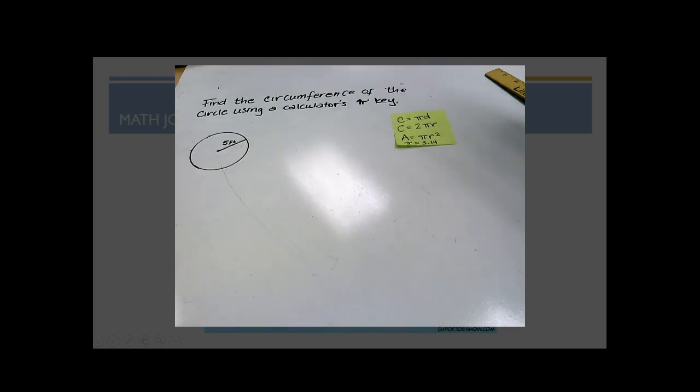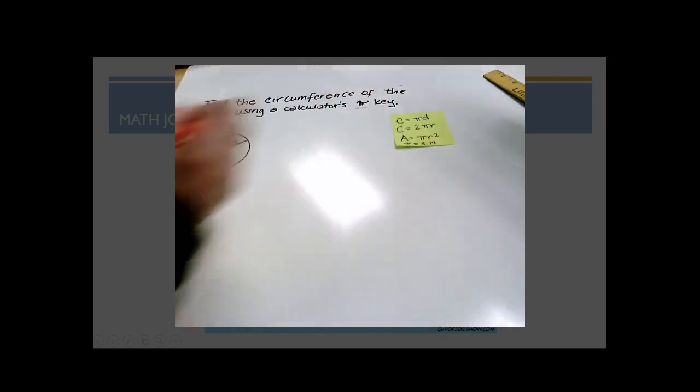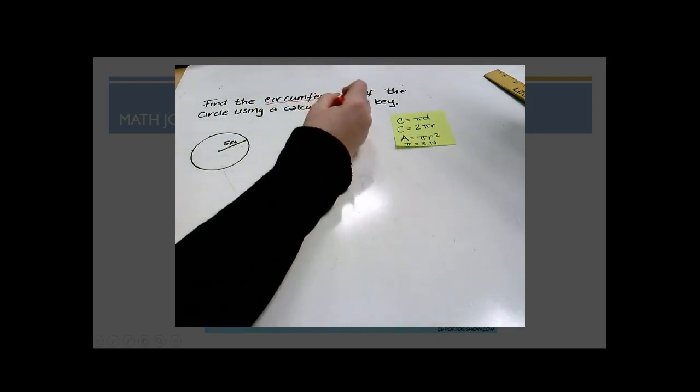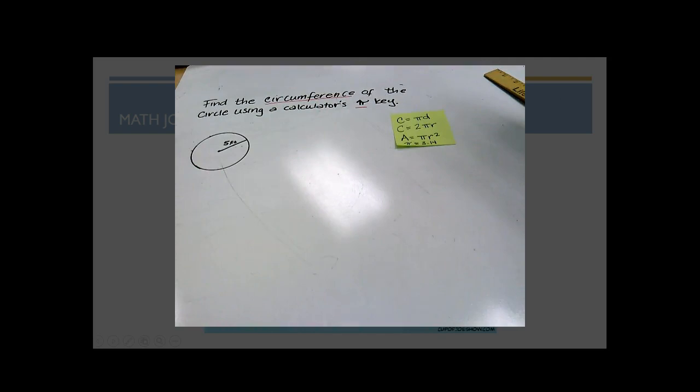So I have our second practice problem for you today. This one says to find the circumference of the circle using a calculator's pi key. So what's a little bit different on this one is we're again looking for circumference, but we're going to use that pi key instead of the 3.14.